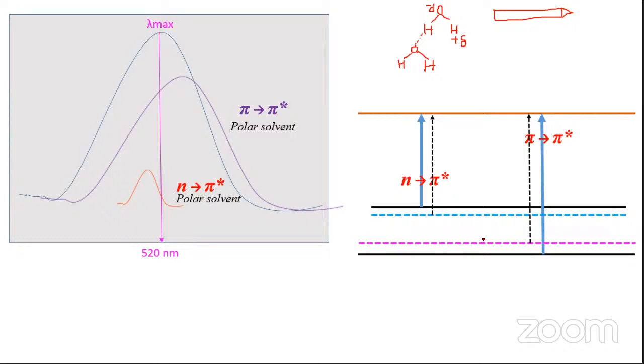So in such situations, only non-interacting solutes can get dissolved. So the understanding is that interacting solutes or polar solutes can go into polar solvents, and non-interacting or non-polar solutes can get dissolved into non-polar solvents. Okay, so now imagine this situation that you have put your molecule into a non-polar solvent. What will happen to the pi star transition?